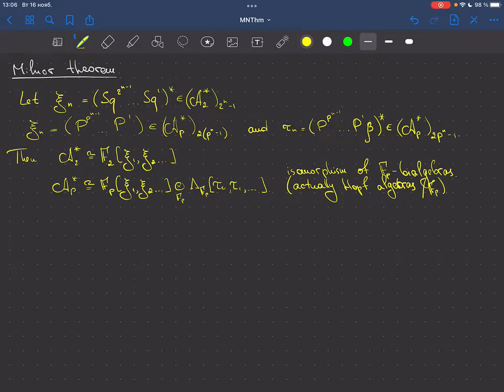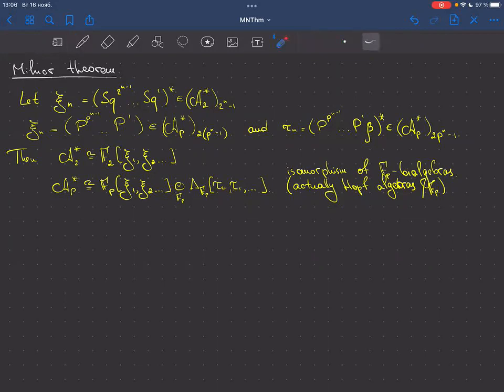Namely, for p equals 2 it has polynomial generators xi n, which is dual to the composition of the Steenrod squares. And we have two types of generators when p is odd, namely xi n and tau n. Well, they are written here, so I don't want to spell them.